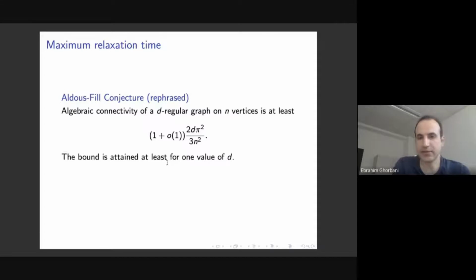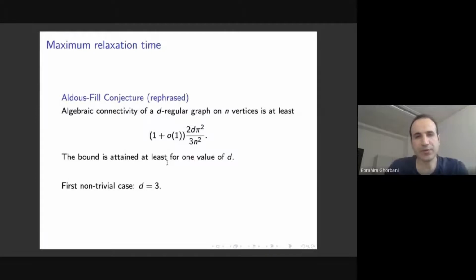So the rest of the talk will be about this conjecture. We are going to prove this conjecture in some particular cases, for particular values of D. The first non-trivial case is D equal 3, because when D is 2, we just talk about cycles, and for cycles, everything is known about algebraic connectivity, etc. So the first non-trivial case is D equal 3, or cubic graphs.